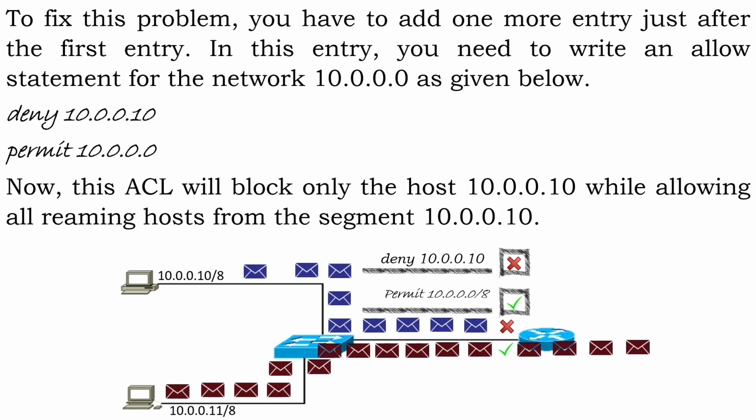To fix this problem, you have to add one more entry just after the first entry. In this entry, you need to write an allow statement for the network 10.0.0.0. After this change, the ACL will block only the host 10.0.0.10 while allowing all remaining hosts from the segment.